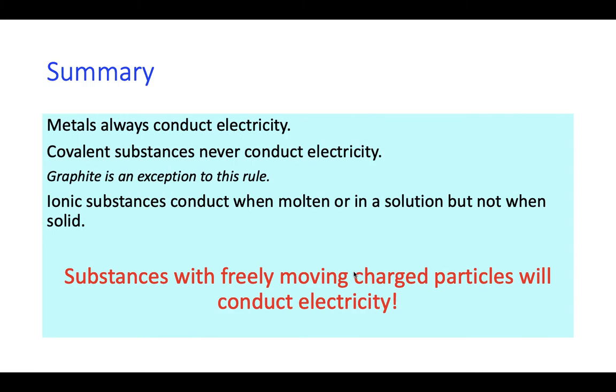Graphite is a special form of carbon, and it's the only covalent substance that can conduct electricity. So covalent substances never conduct electricity unless we are talking about graphite. Ionic substances conduct when molten or in a solution, but not when they are solid. In order to conduct electricity, you must have freely moving charged particles. Only substances with freely moving charged particles will conduct electricity.